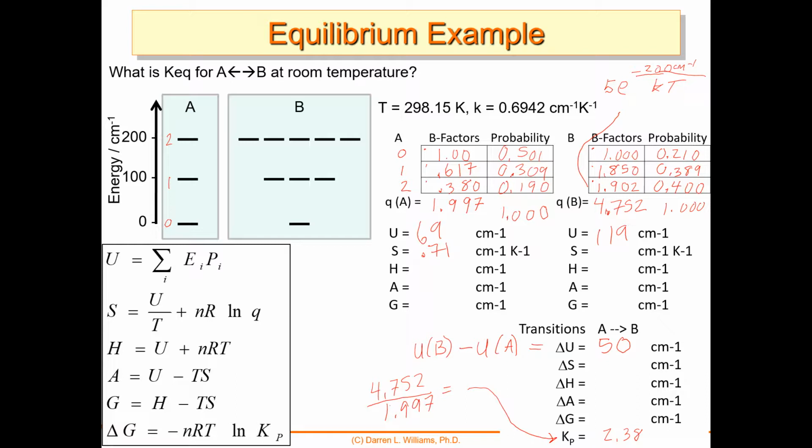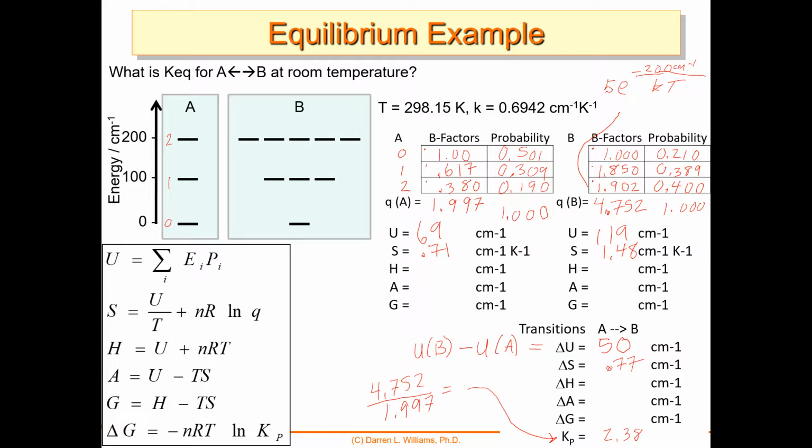Can someone just quickly do the entropy calculation for B? 1.48, thanks. So it's about twice as much. Okay. And so then let's do delta S. So products minus reactants. We got about 0.777. Okay, so that's delta S.